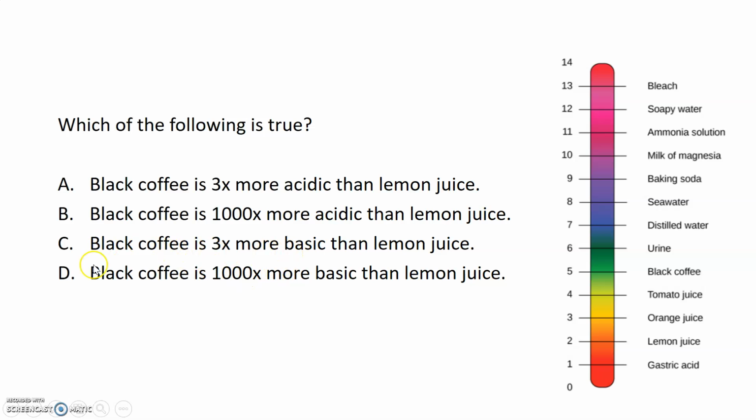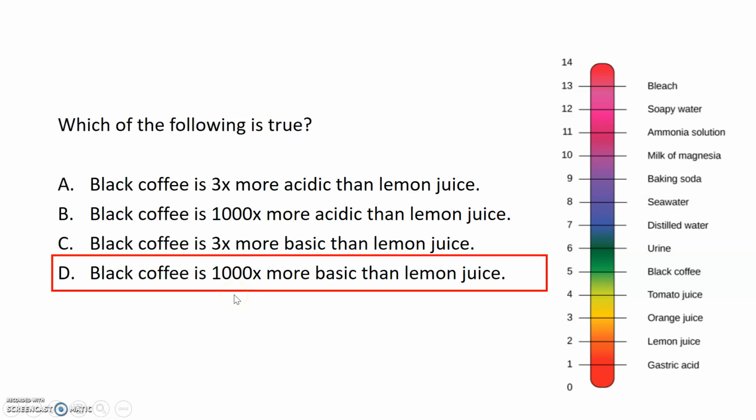Then, because the pH scale is logarithmic and not linear, each of these changes from pH 5 to pH 2 is a 10-fold change in how much more basic black coffee is than lemon juice. So pH 3 would be 10 times more basic, 4 would be 100 times more basic, and black coffee here at pH 5 is 1,000 times more basic than lemon juice.